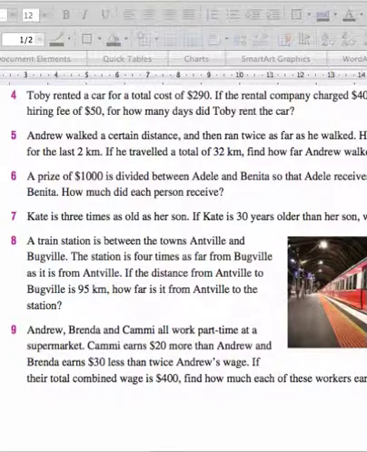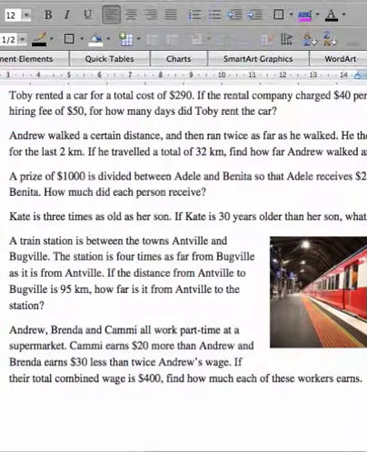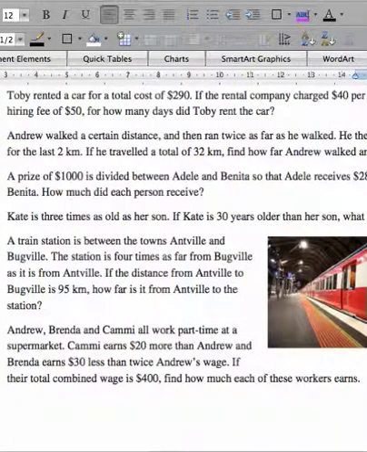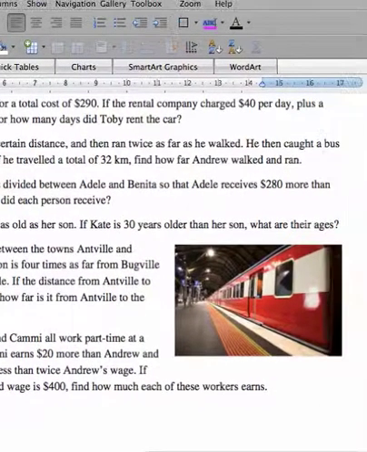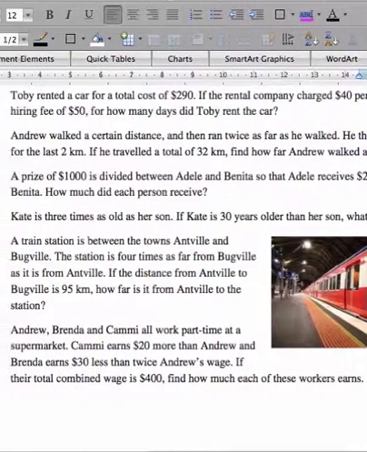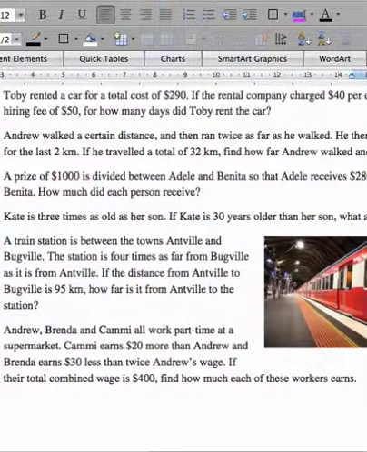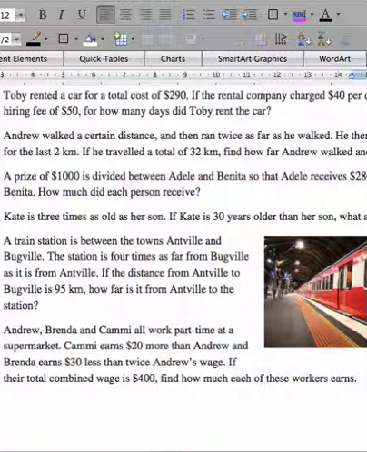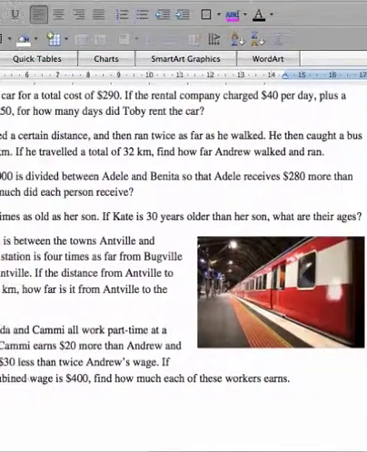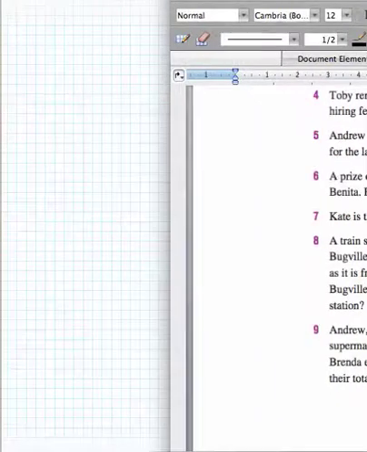Now, our next question says, Toby rented a car for a total cost of $290. If the rental company charged $40 per day plus a hiring fee of $50, for how many days did Toby rent the car? Okay, so this one, we have to write a linear equation for it. And if he spent $290, how many days did he rent the car for? So let's break this down. The rental company charges $40 per day. That's our first step.